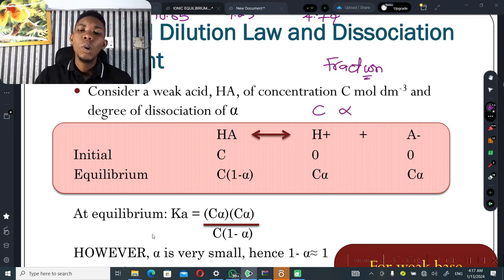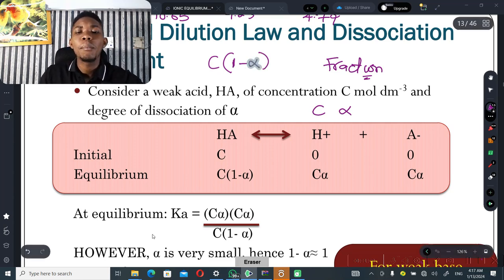Now, the entire compound is indicated with 1. So when we talk about the total amount of the compound, it is indicated with 1. Alpha is the fraction that has dissociated. The entire concentration is indicated with 1. So if we have C as the concentration, you can now say C is what? 1 minus alpha is the fraction that has what? Dissociated. Take note of that.